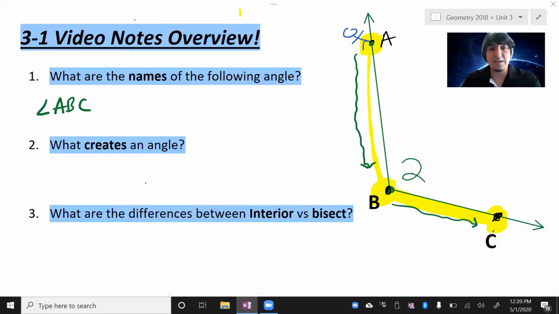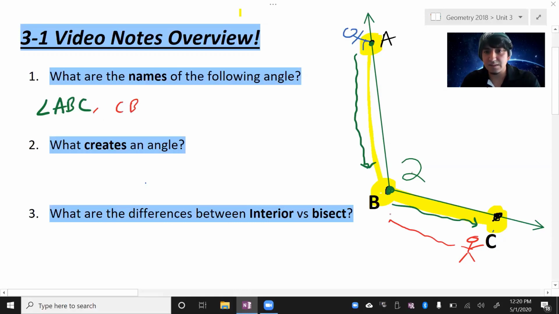Now, let's say we had another person. This person's standing at C, and they walk towards B. So you can name it C, B, and then get on that corner and then walk towards where A is. That's going to be A. So you have 2 names for this, angle ABC and angle CBA.